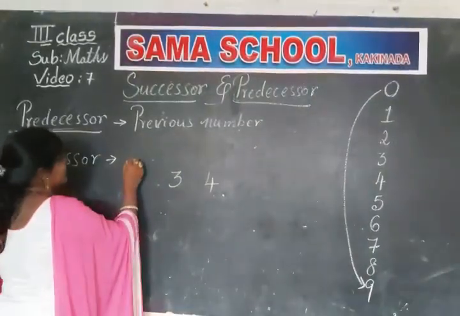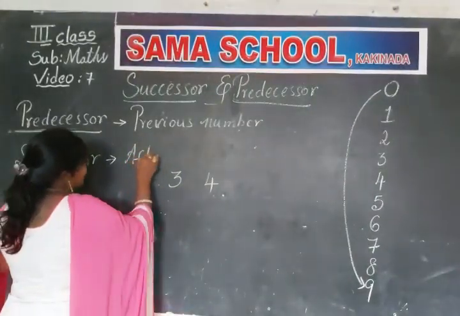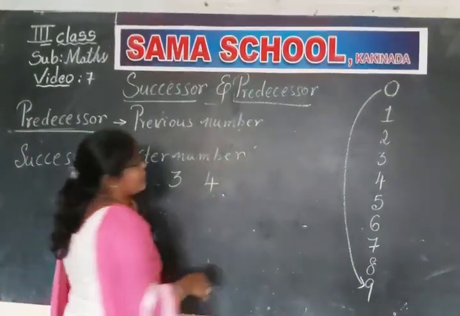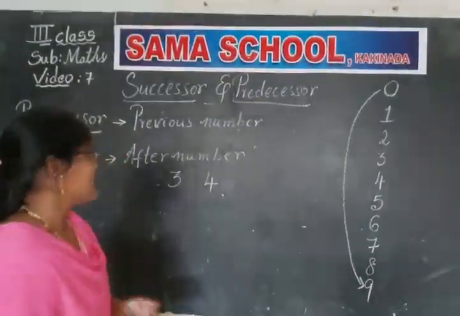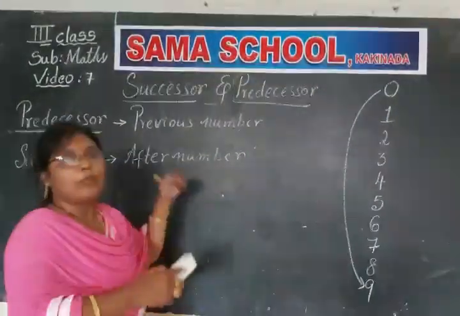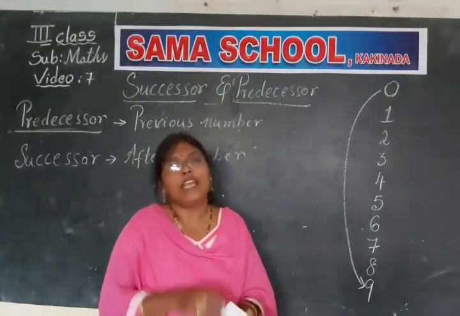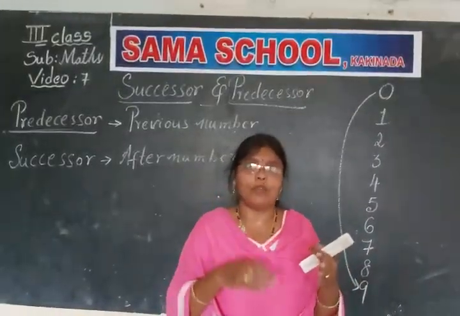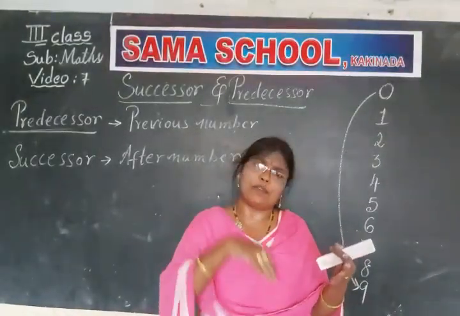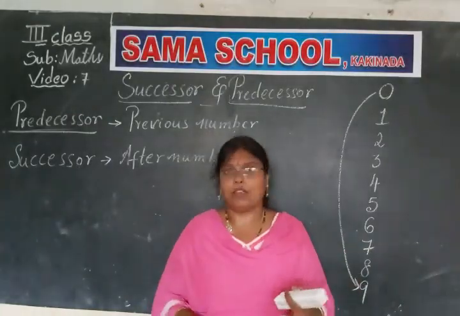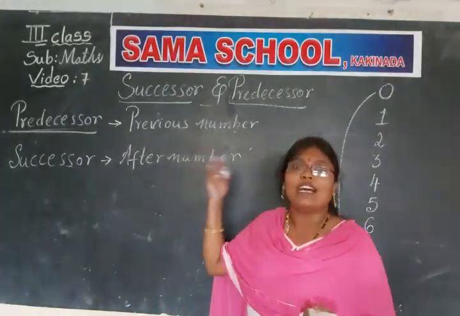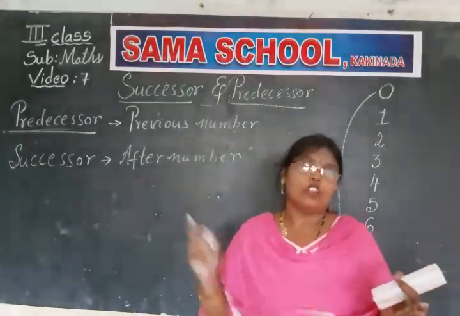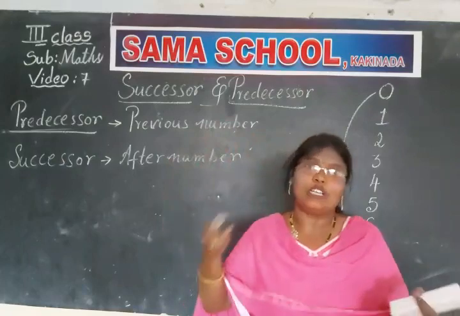So what is successor, children? After number or next number. How to find this successor? This successor is just the opposite of predecessor. To get the predecessor, what did we do? We just subtracted 1 from it. That is, to get the previous number, we subtracted 1 from the given number. So, now to get the successor, what do we have to do? Opposite of subtraction is addition. So, you should add 1 to the given number.